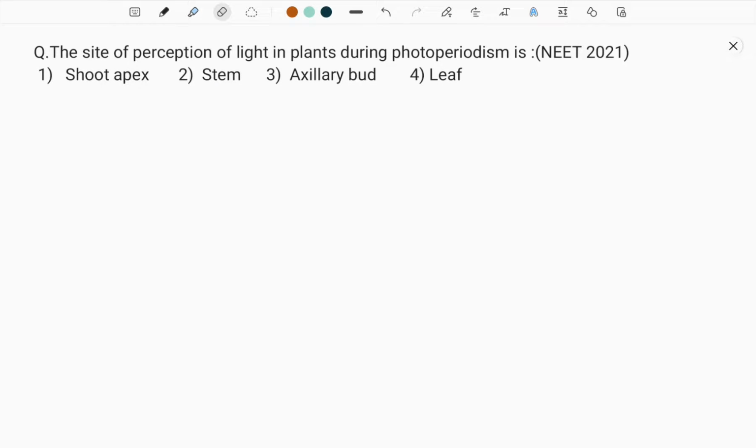The question is: what is the site of perception of light in plants during photoperiodism? This is a question from Plant Growth Regulators of Plant Physiology. Let's have a look at photoperiodism.